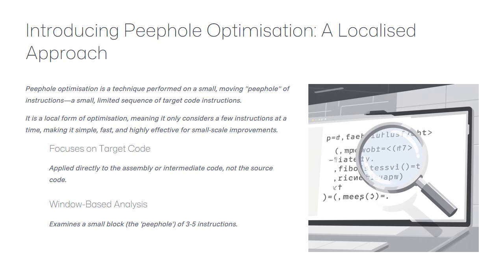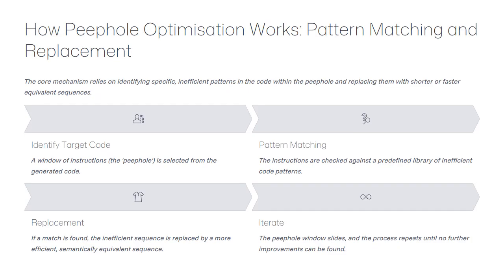Focus on the target code. Apply directly to the assembly or intermediate code, not the source code. Window-based analysis examines a small block of 3 to 5 instructions.